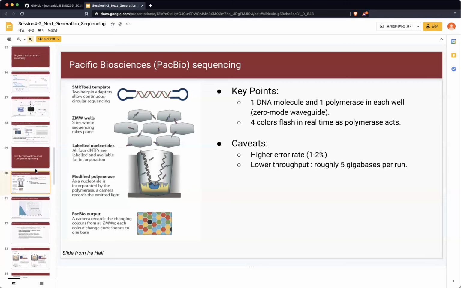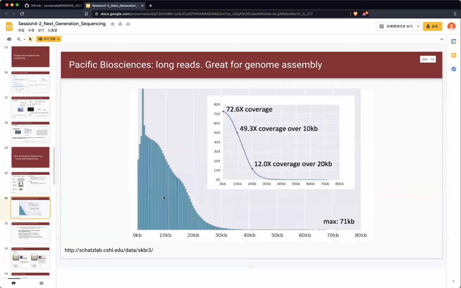So the point is that they obviously can do longer sequencing. Let's say Illumina is like 150 base pairs, but PacBio sequencing will produce a much larger library readout. So one read can take up to like 71 kilobases, right? But it has like 10 kilobases typically for their sequencing.